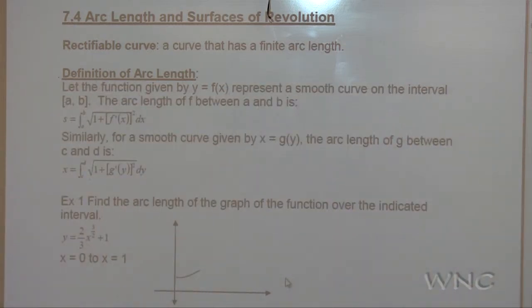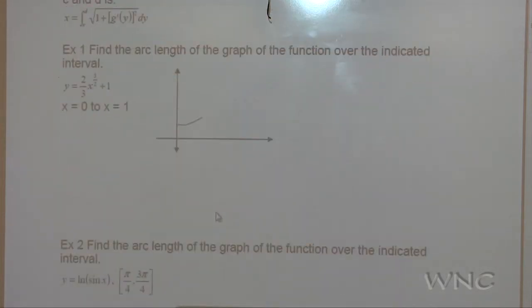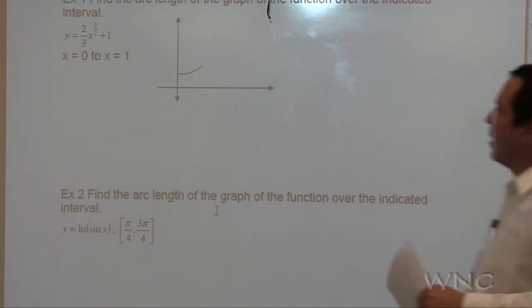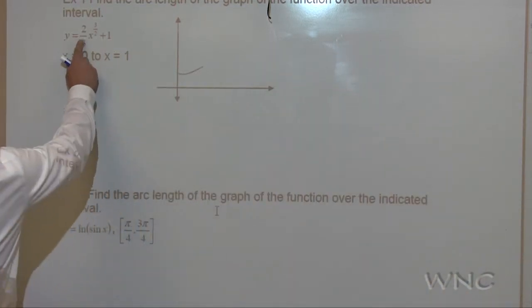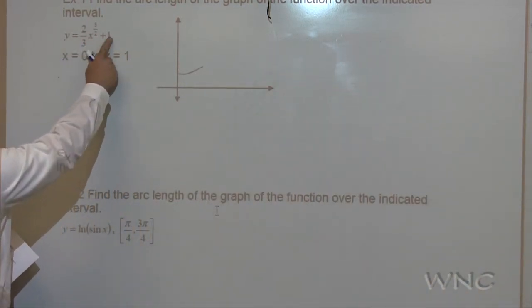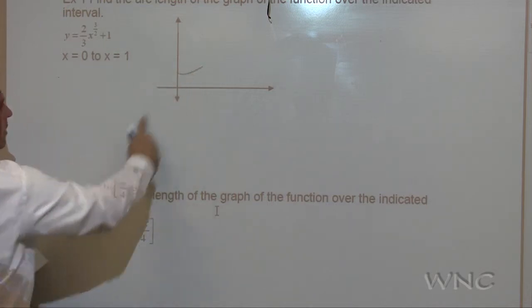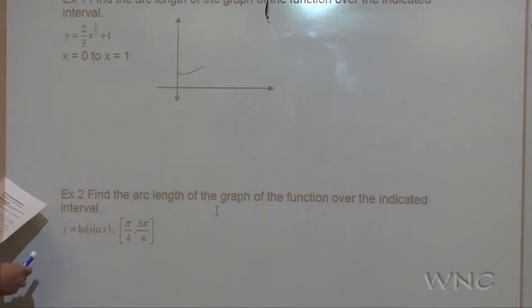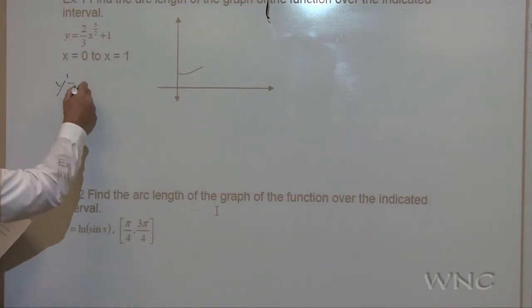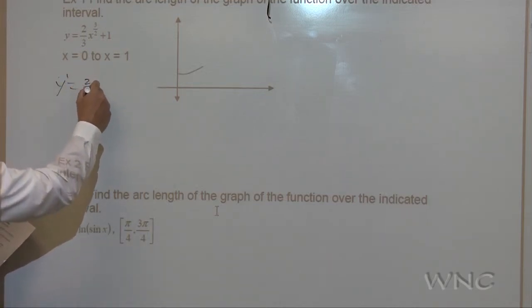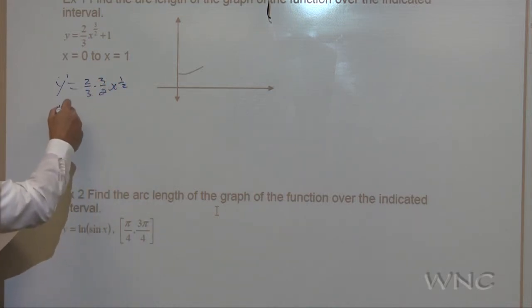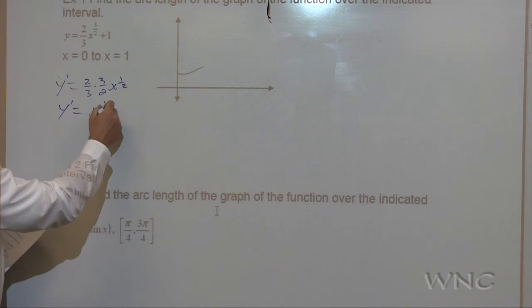So we're going to find the arc length of the graph of the function over the indicated interval. In example 1 here, a little curve. So it's y equals 2/3 times x to the 3/2 plus 1 is how we define this, and x equals 0 to x equals 1. So we have to find y prime first of all. That's going to be 2/3 times 3/2 x to the 1/2. So y prime would just be x to the 1/2.